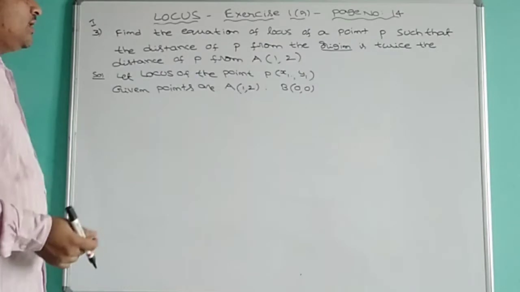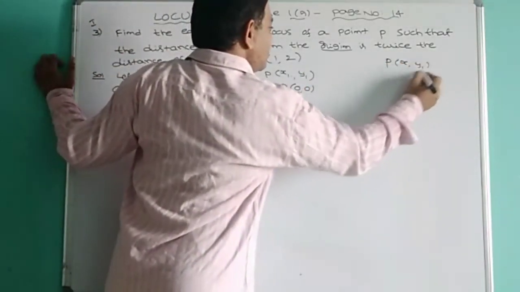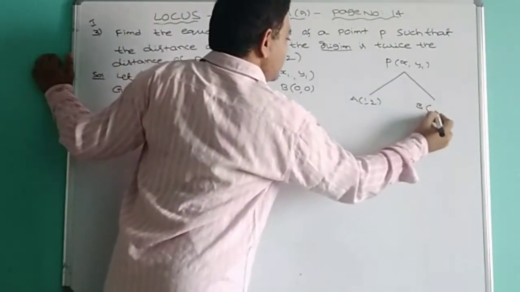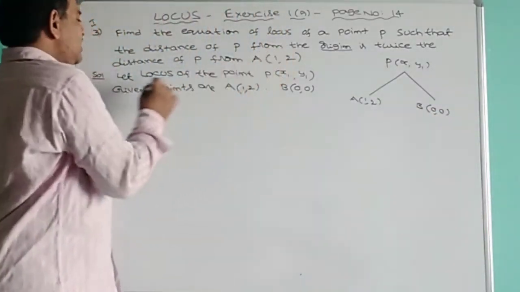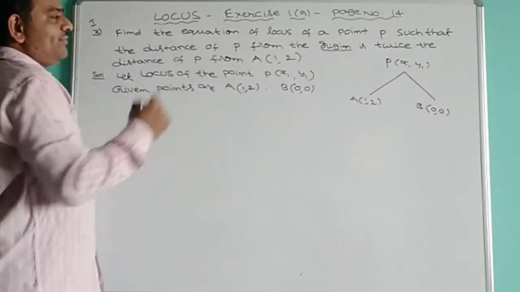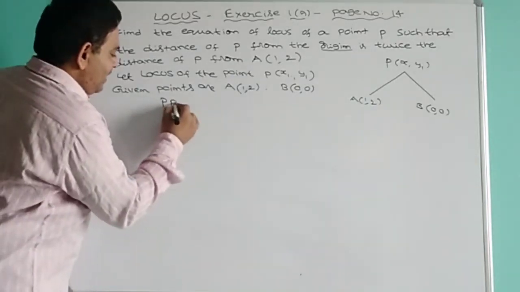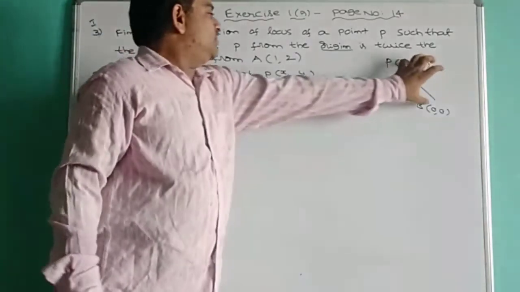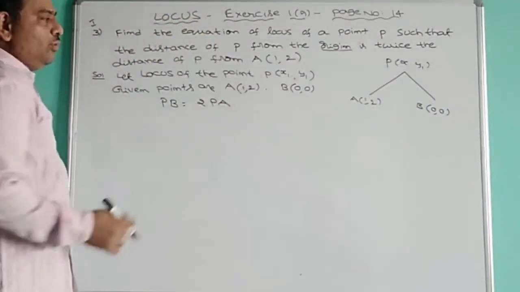Then if you draw a small diagram: P(x1, y1), A(1, 2), and the origin (0, 0). The distance of P from the origin is twice the distance of P from A(1, 2). That means PB equals 2 times PA. That means this length is twice this length.